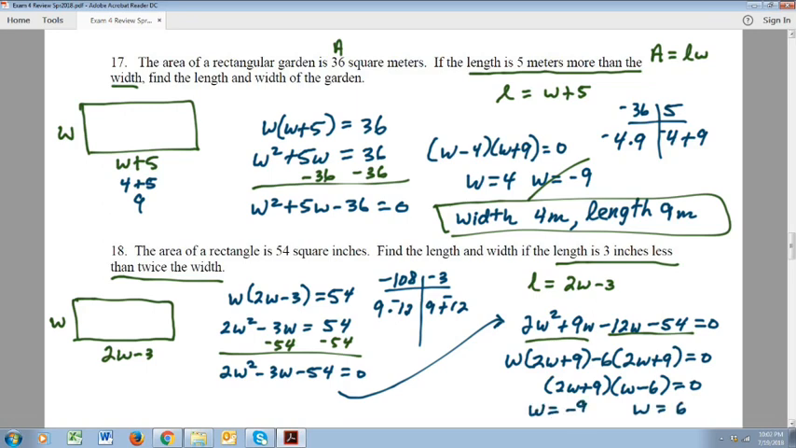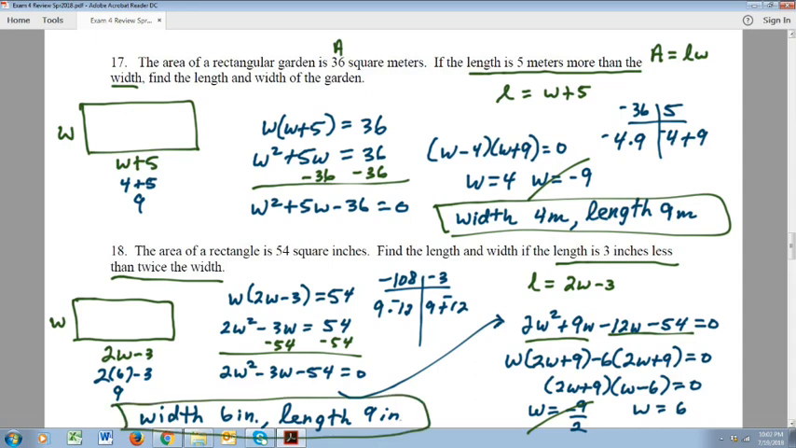Now if you solve the other equation, you actually get negative 9 over 2 if you set 2W plus 9 equal to 0. But we know we can't be negative when we're talking about a width. And so the width is 6. We're dealing with inches here. To find the length, we're going to have to plug that into 2W minus 3. Since our width is 6, that's 12 minus 3, which is 9. So our length is 9 inches.